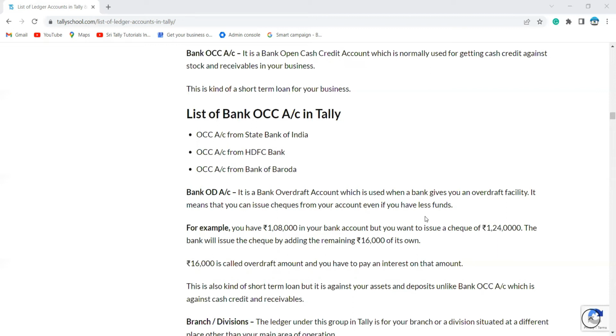Directly, it's not possible to use bank money. If you open a bank OD account in a bank, at that time we have an opportunity to use bank money, and after that we repay that amount. It is a bank overdraft account, which is used when a bank gives an overdraft facility. When we open a bank OD account, the bank gives an overdraft facility for us. So when we require it, it is possible to use bank funds.